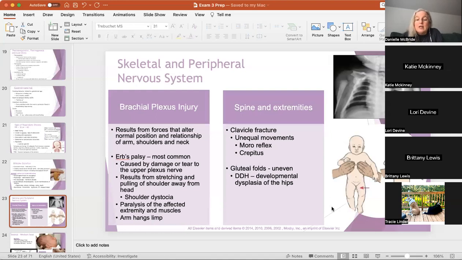And then, when we were talking about how the A before a word is the absence of, when we were talking about atony, I also said asymmetrical, like asymmetric gluteal folds. That's what we would see with hip dysplasia, as if the gluteal folds weren't even.